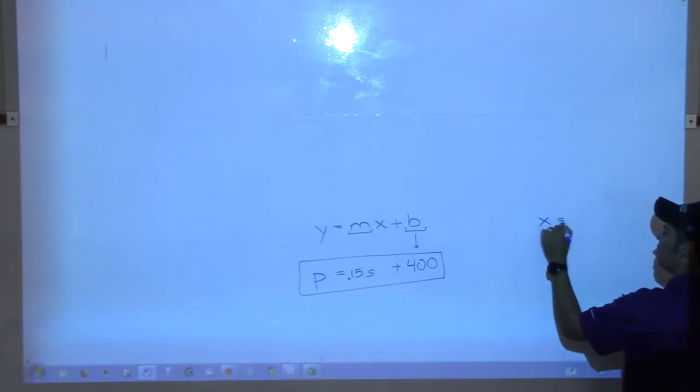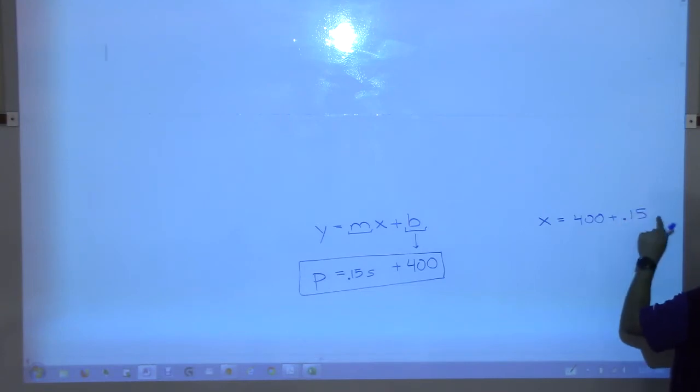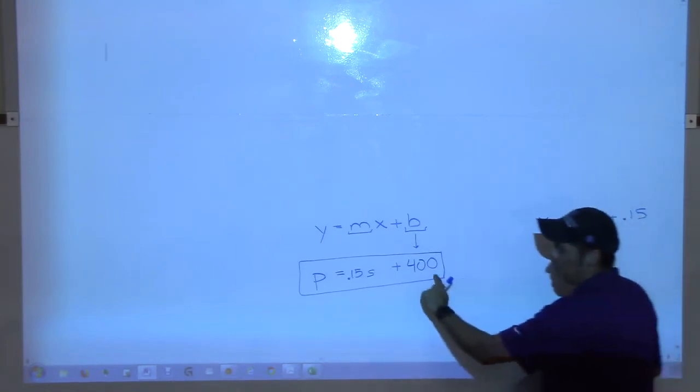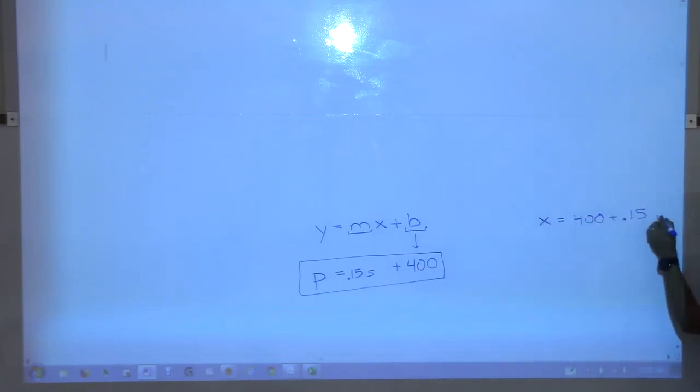You put x equals 400 plus 0.15. Did you put a variable here? No. Okay, that's probably why this isn't going to work. Because what you're supposed to do, let me go back to this. This right here, you could have got the same correct answer if you would have put a variable on this. Let's just put m here, all right?